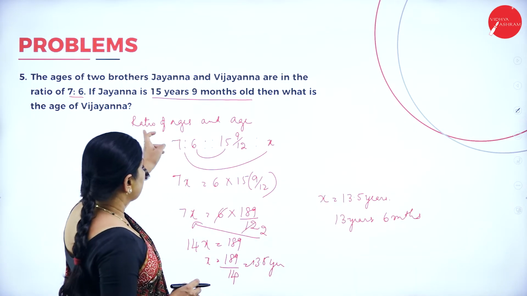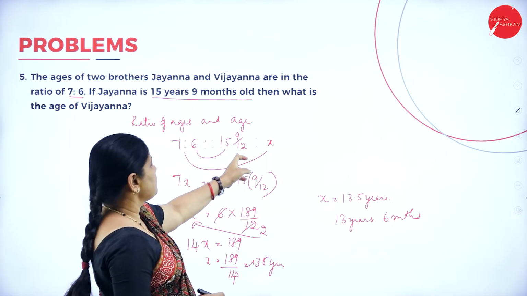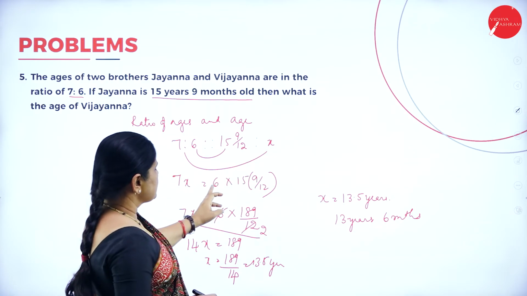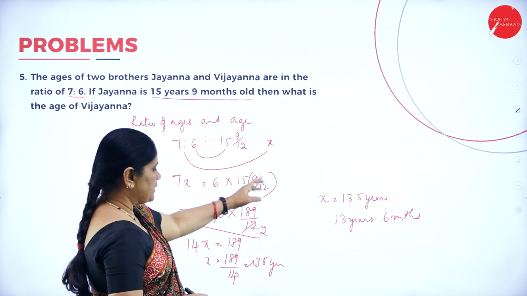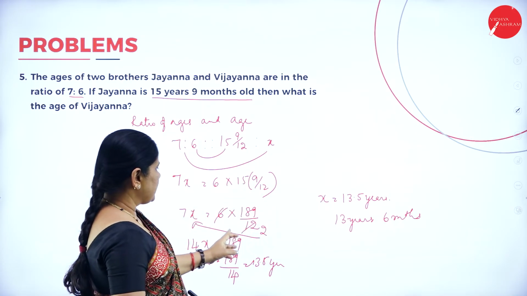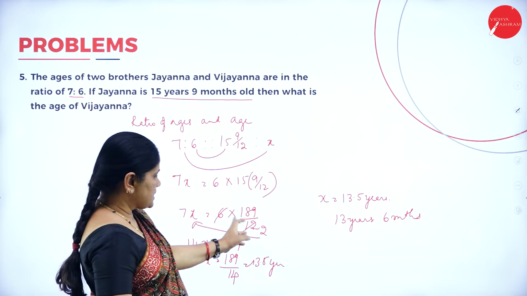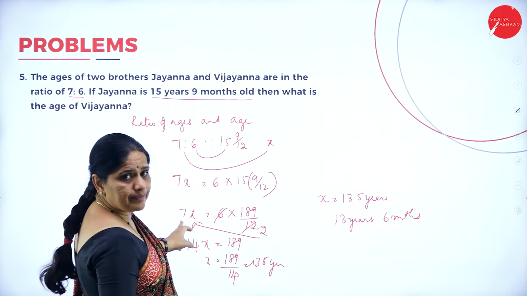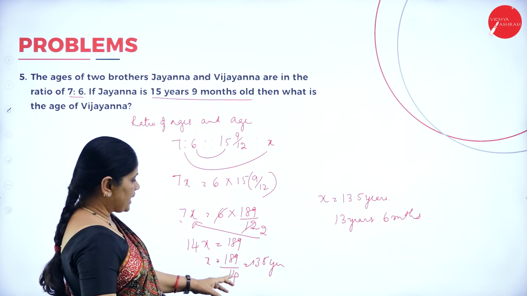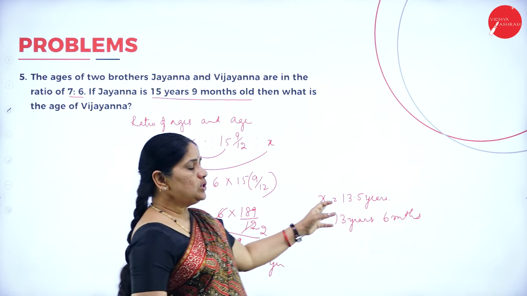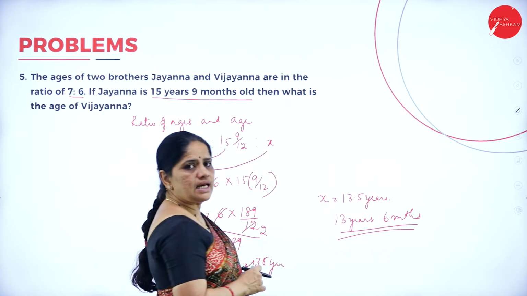So we have here a ratio of ages and age. So the ratio of the ages is 7:6 is as to 15 into 9 by 12 is to x. So 7x equals 6 into 15 into 9 by 12. So when I convert it into an improper fraction, I get 189 by 12. So 7x equals 6 into 189 by 12. 6 will be cancelled here. I get 2 here. This 2 I am just multiplying with 7. So 14x equals 189. X equals 189 by 14. So that comes up to 13.5 years or 13 years 6 months. So this is the answer.